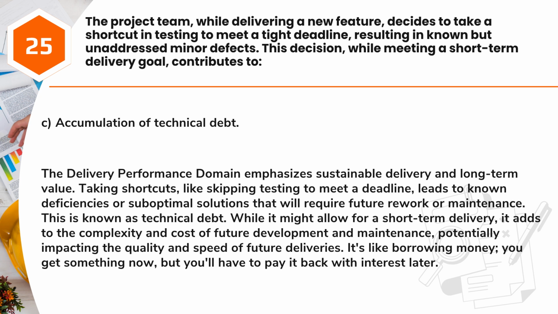Answer: C. Accumulation of technical debt. The delivery performance domain emphasizes sustainable delivery and long-term value. Taking shortcuts, like skipping testing to meet a deadline, leads to known deficiencies or suboptimal solutions that will require future rework or maintenance. This is known as technical debt. While it might allow for a short-term delivery, it adds to the complexity and cost of future development and maintenance, potentially impacting the quality and speed of future deliveries. It's like borrowing money: you get something now, but you'll have to pay it back with interest later.